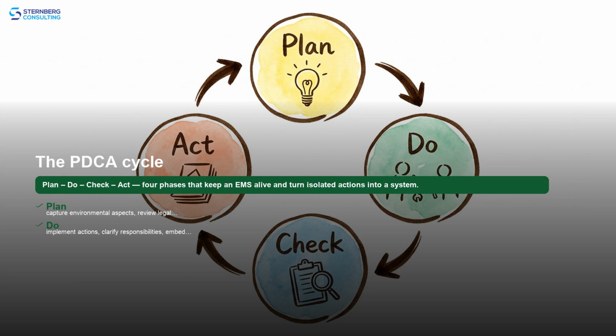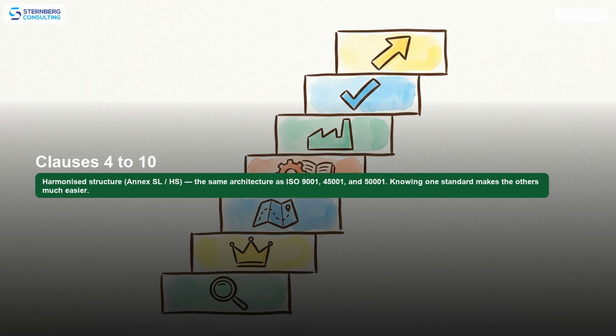The decisive point is this: the cycle does not run once, it repeats continuously. That structured repetition is exactly what separates a real environmental management system from a handful of well-meant intentions. So how exactly is ISO 14001 structured? The standard follows the harmonized structure, the same architecture used by ISO 9001, ISO 45001, and ISO 50001. It is organized into clauses 4 through 10.